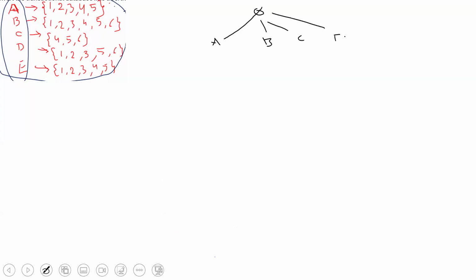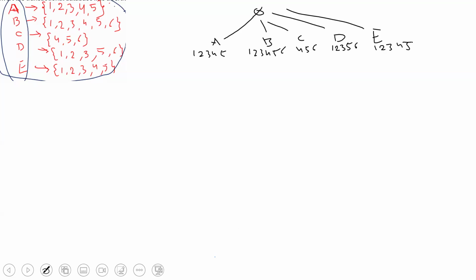Now I'm drawing the lattice for this. Just carefully observe. So we have pi and we have A, B, C, D, and E. Now what is A? 1, 2, 3, 4, 5. B is 1, 2, 3, 4, 5, 6. C is 4, 5, 6. D is 1, 2, 3, 5, 6. And E is 1, 2, 3, 4, 5.